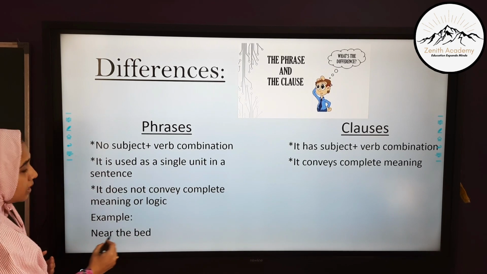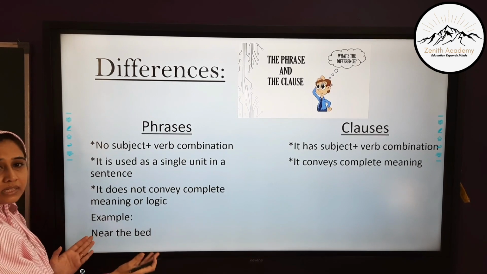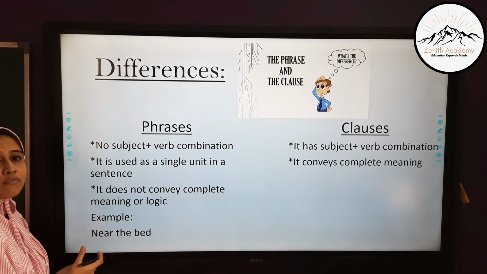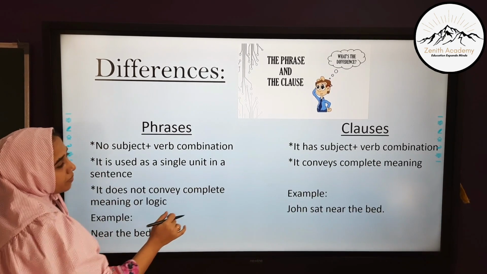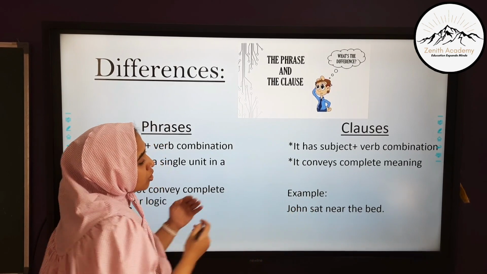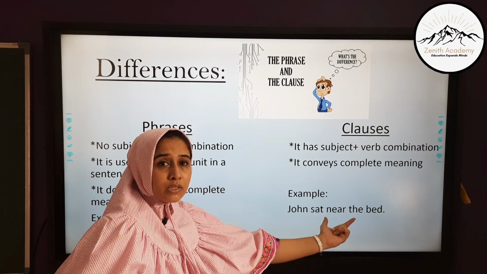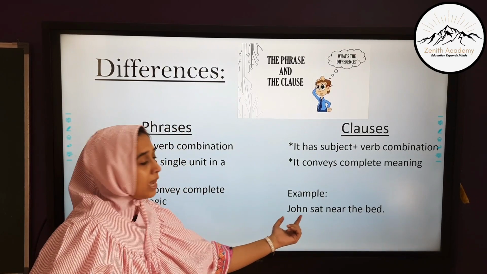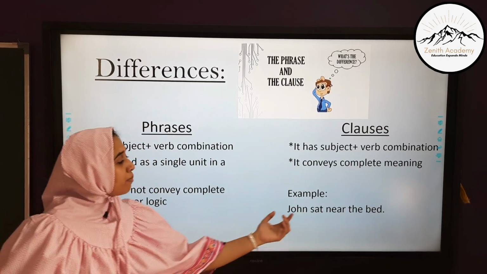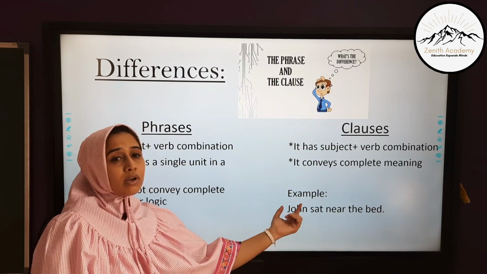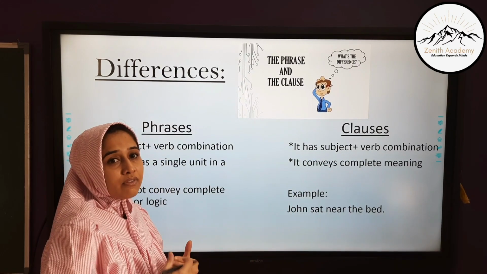Example, near the bed. Near is a preposition and bed is an object. So there is no subject or verb in this particular group of words. So this is a phrase. Here the example is John sat near the bed. Now the phrase near the bed is used along with a subject John and a verb sat. So it conveys the complete meaning, shows the position or action of a particular subject, and that is why it is a clause.